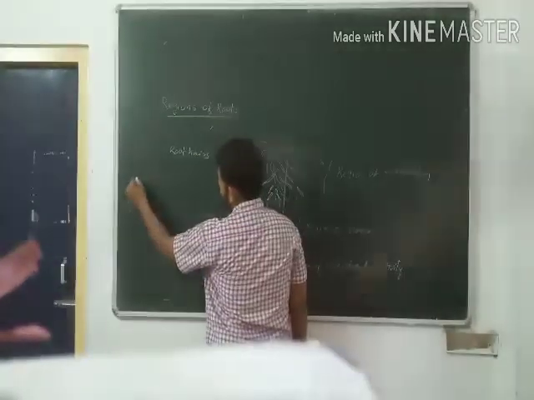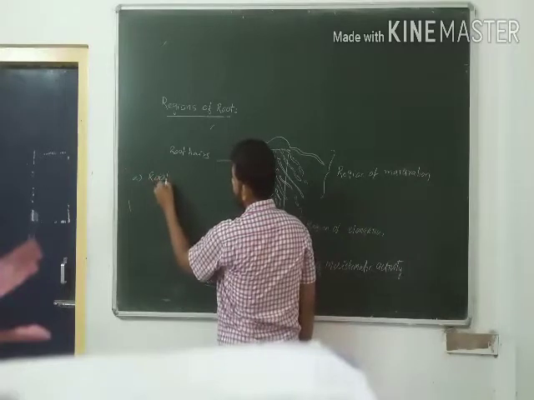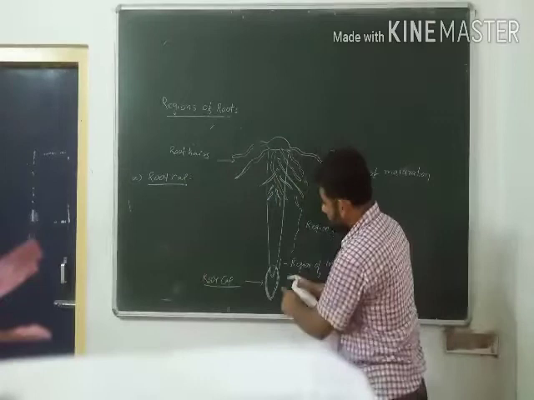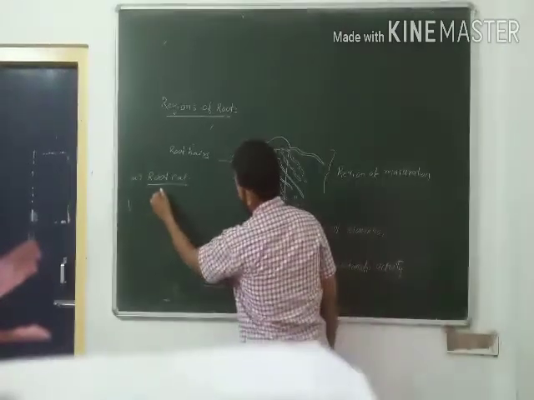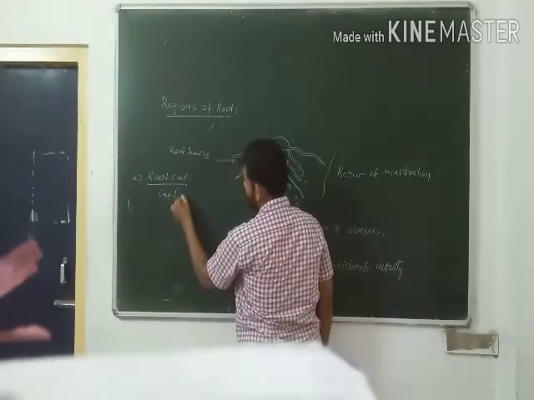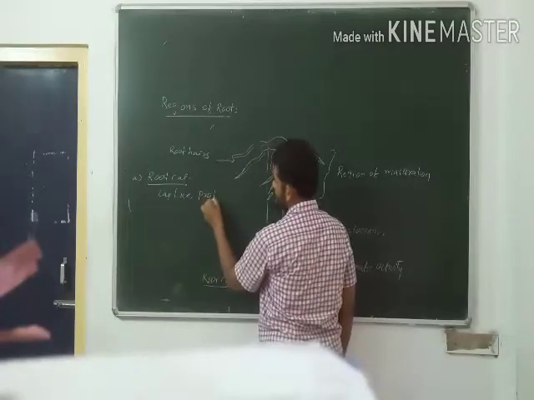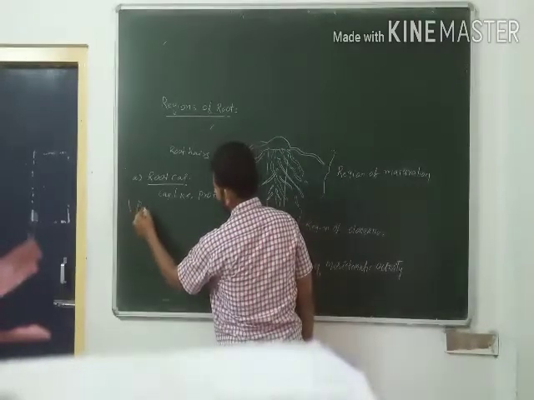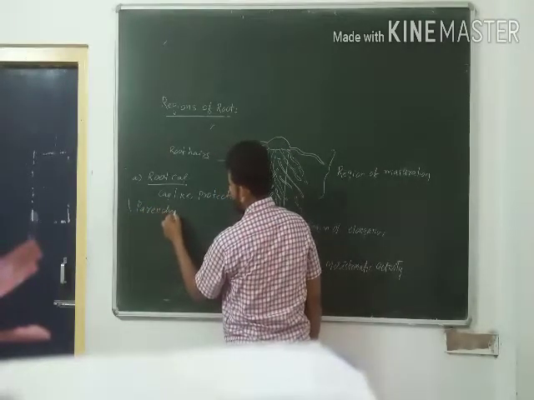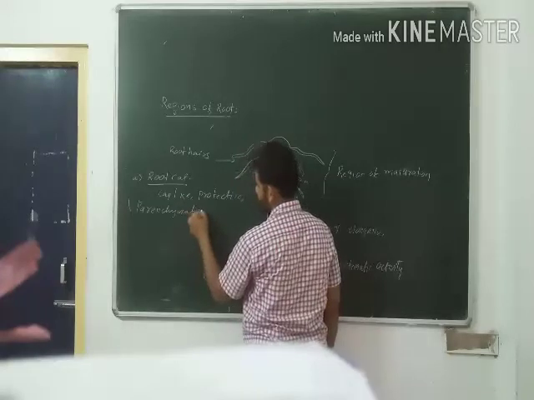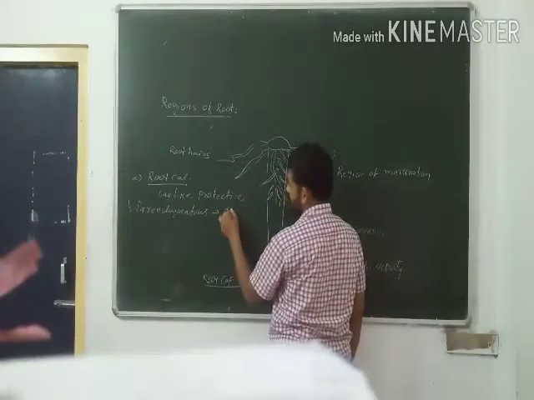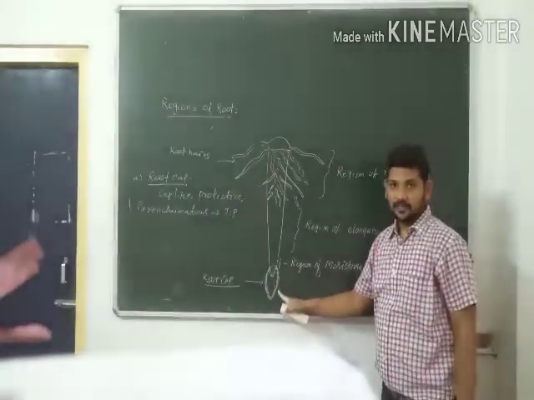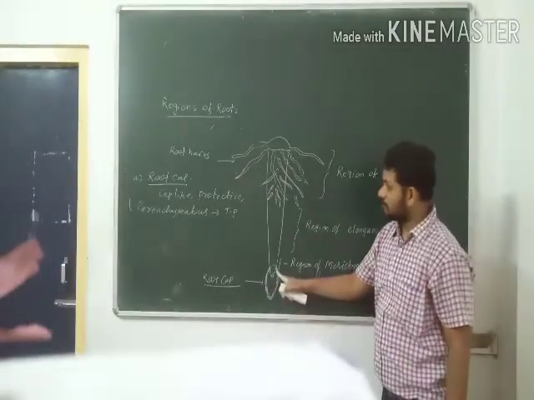The first one is the region of root cap. So what is the root cap? It is a cap-like, protective, parenchymatous structure present at the tip of the root.